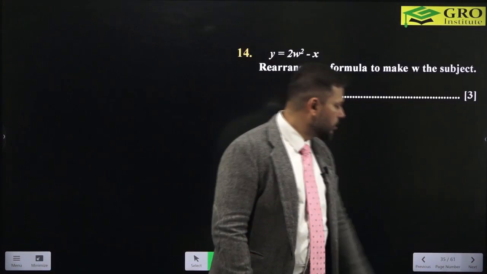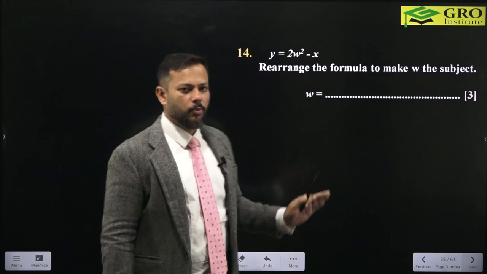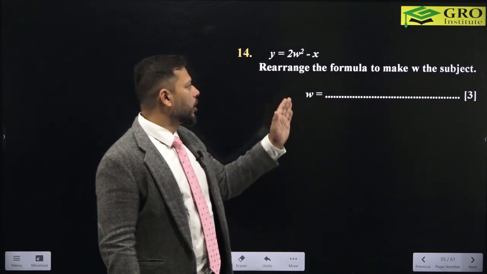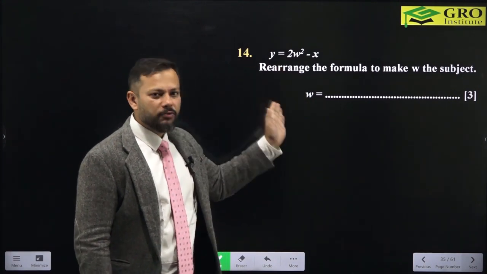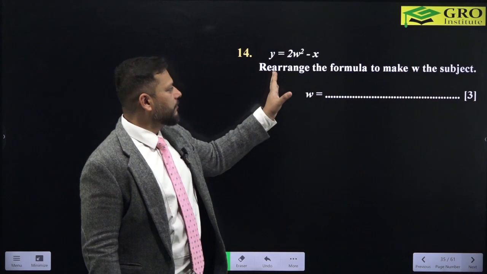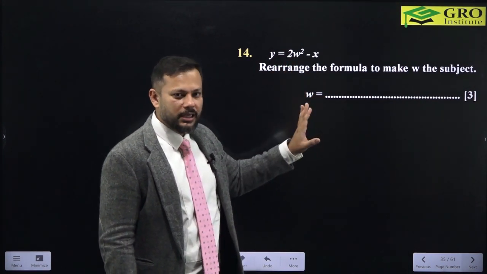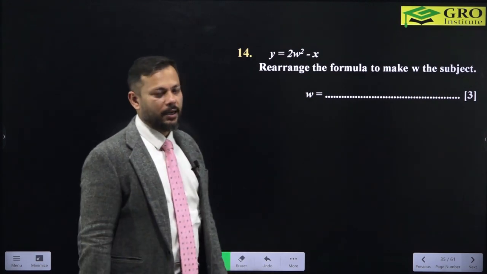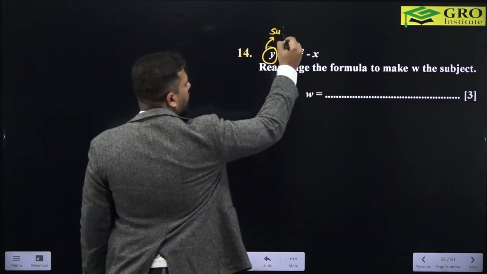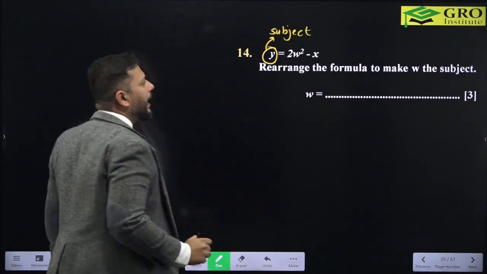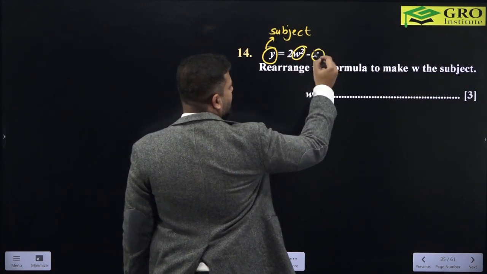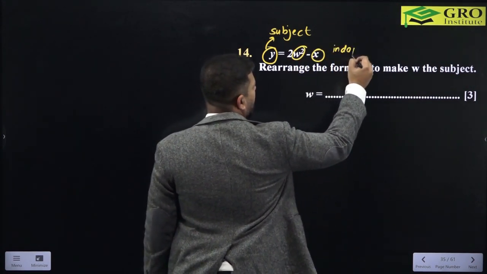Question number 14. This question is about rearranging the formula given to us and changing the subject. What is the subject? Generally, the term or the letter written on the left side of the equal sign is treated as the subject, which is a dependent variable. The dependent variable depends on the independent variables, which are on the right side of the equal sign. So here, y is the subject right now. As per this equation, y is the subject, which is the dependent variable, and w square and x are independent variables, right?